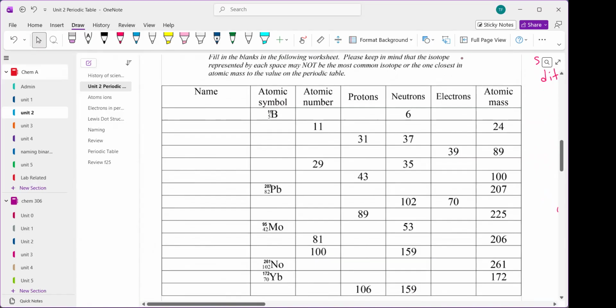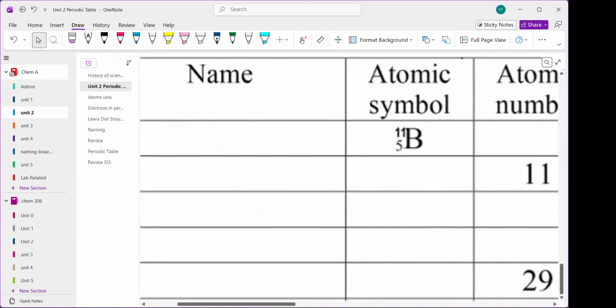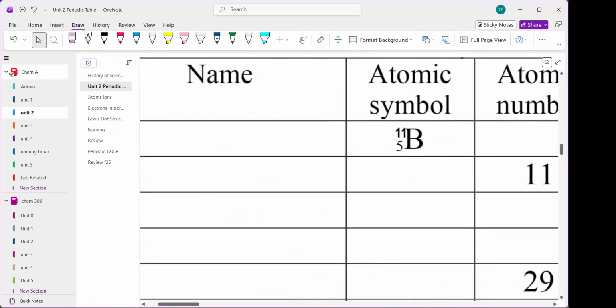Okay, so we are going to fill in the empty spaces. Boron, the atomic number is 5. So how many protons does boron have? 5, because the bottom number says 5, the number of protons. How many neutrons does boron have? 6, because 5 plus 6 is 11. So we're going to name this boron-11.